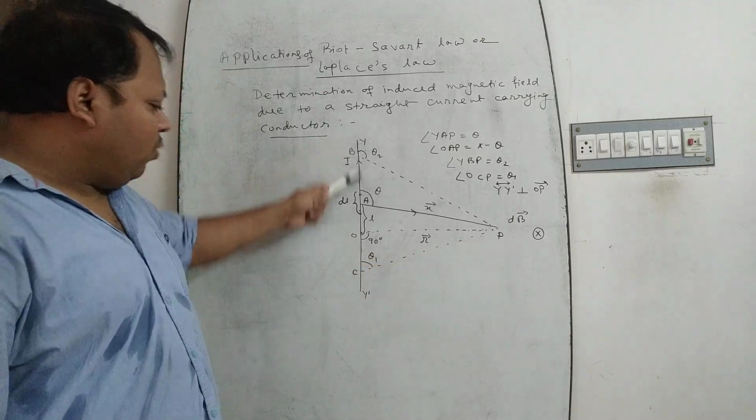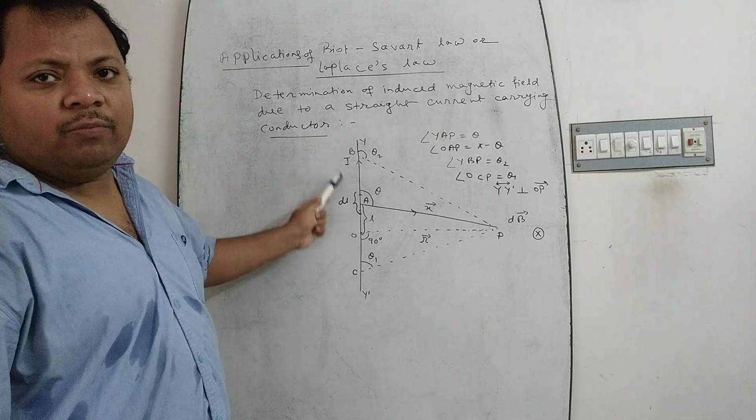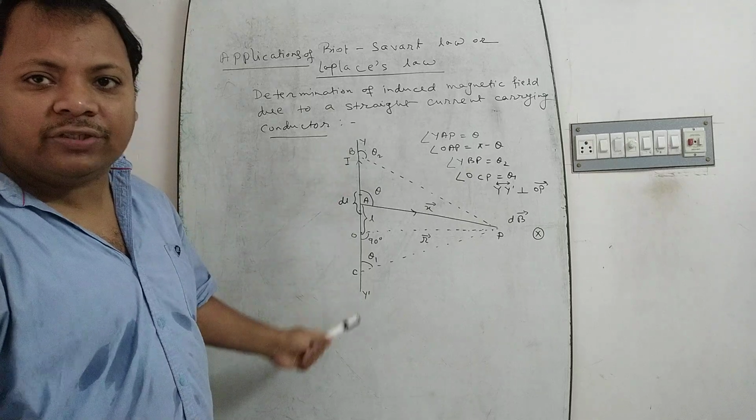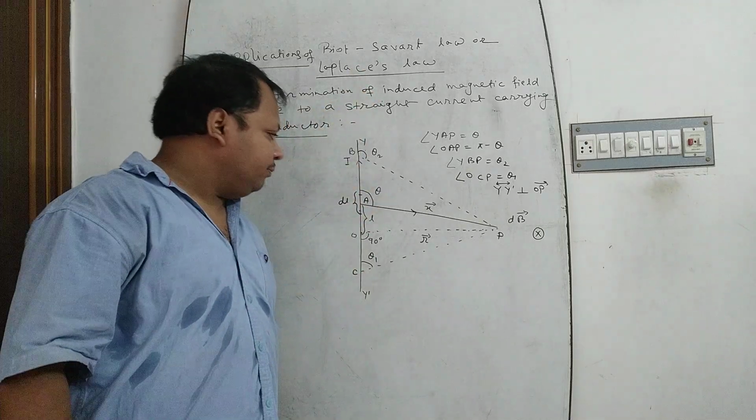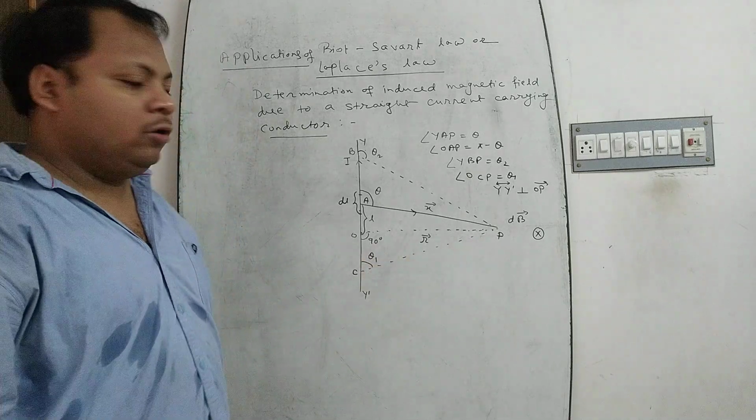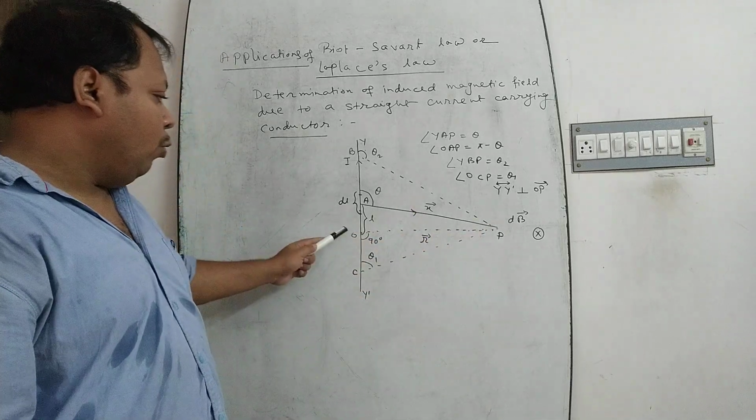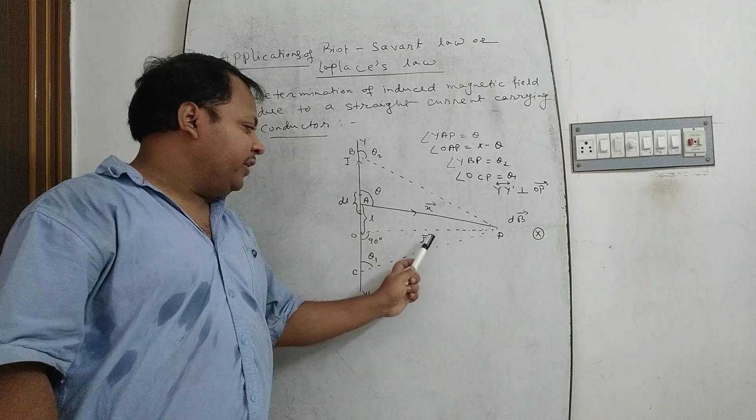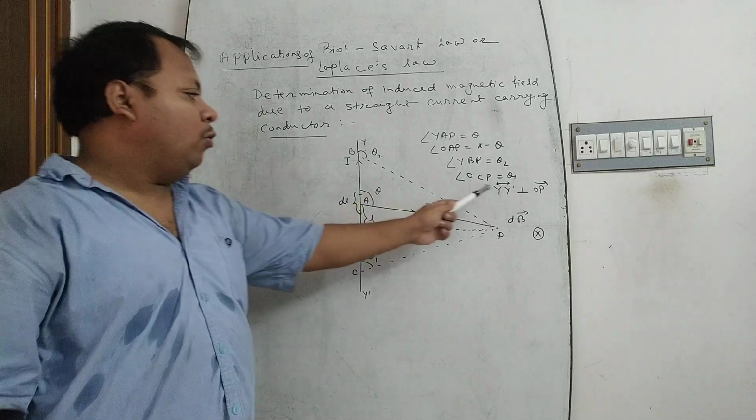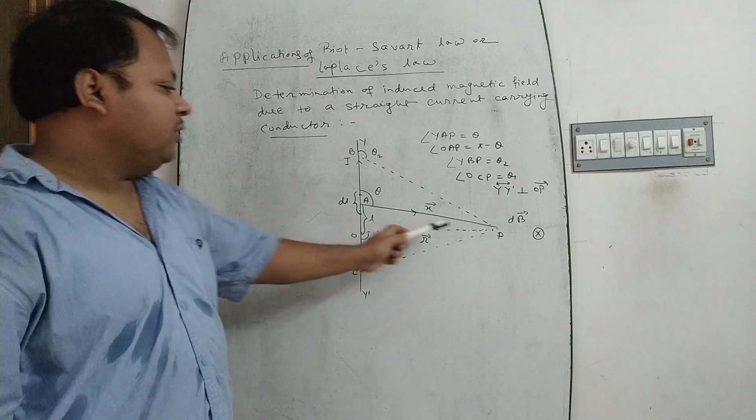Let Y prime Y be a straight current carrying conductor and capital I be the current flowing through this wire from Y prime to Y direction, that is along the positive Y axis. P be a point outside of the wire and OP is equal to R vector, while OP is normal to the wire. Y prime Y is normal to OP. OP is equal to R.